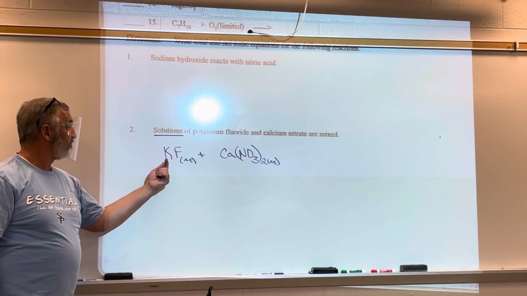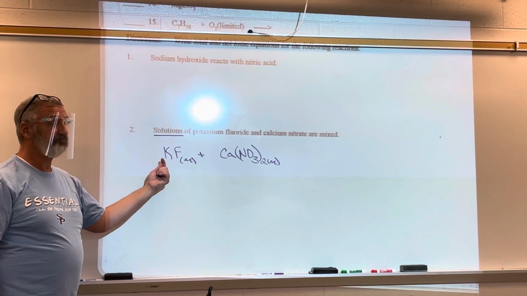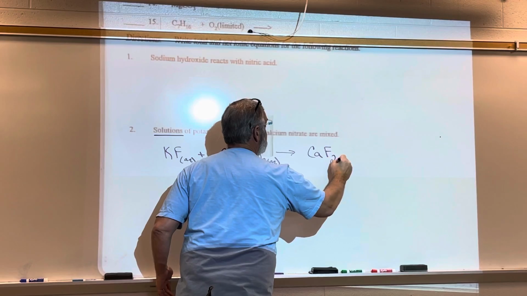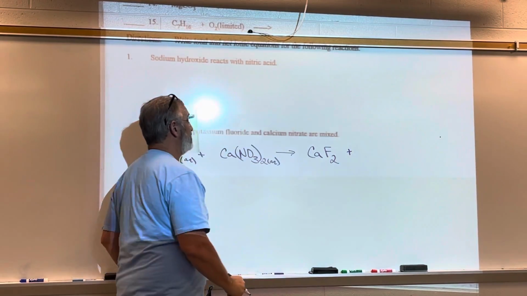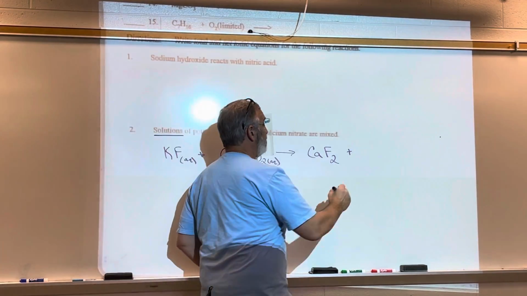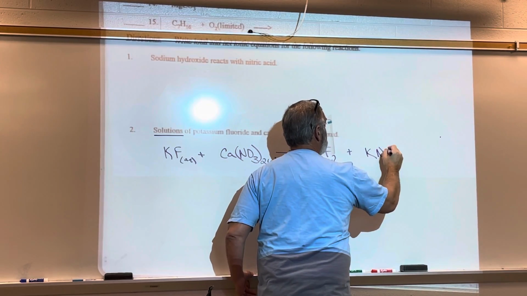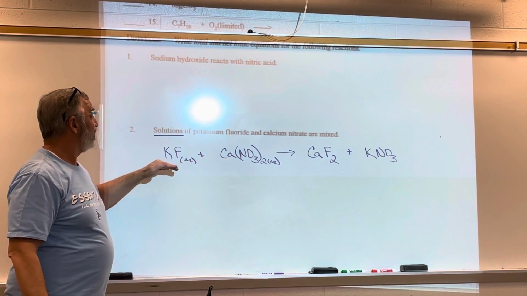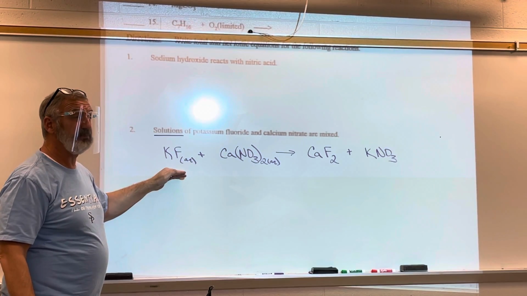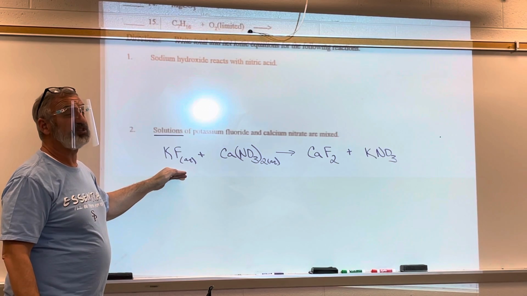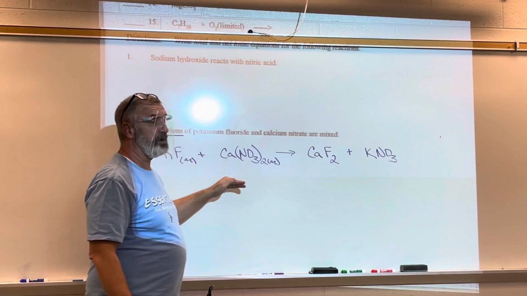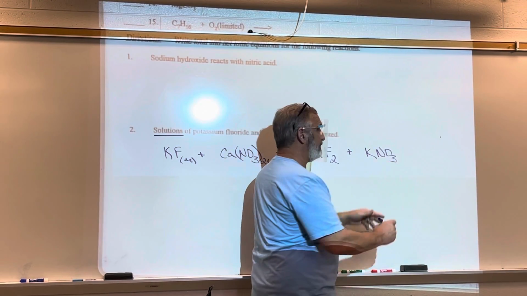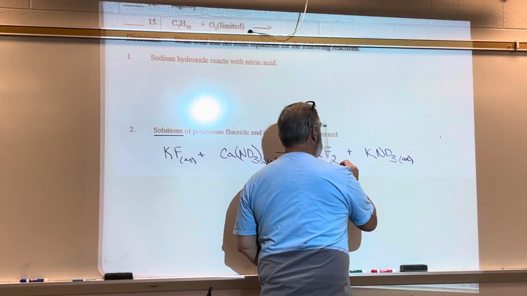So we're going to swap. So we're going to end up making Ca +2 and F -1, so CaF2, plus KNO3. K is +1, NO3 is -1. So even though there's a 2 here, we don't put the 2 over there. Now, if this reaction occurs, one of these has to be a precipitate. Which one would for sure be soluble? All alkali metals are soluble, all nitrates are soluble. So this is aqueous. This then has to be my solid.